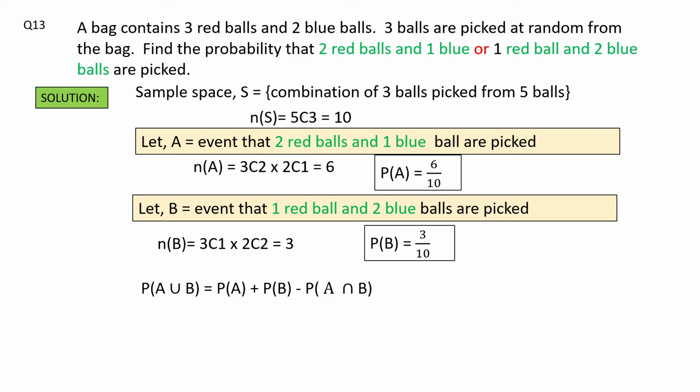Next, using the formula, probability of A union B equals probability of A plus probability of B minus probability of A intersect B. Now here, events A and B cannot happen together. Therefore, the probability of A intersect B equals 0. Left with probability of A plus probability of B. Substitute the values and simplify to get the final answer.